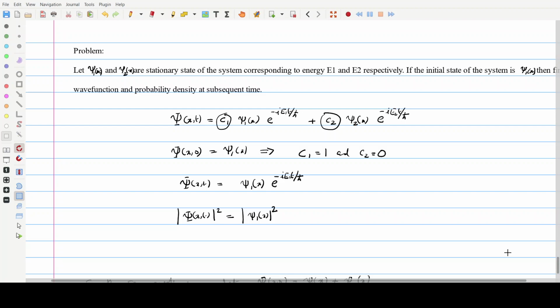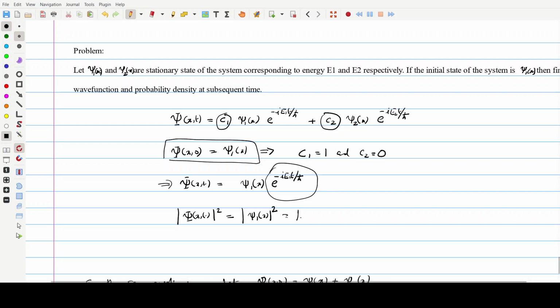Since the initial state is psi1 of x, it's already a stationary state. So after time t, there will be simply a time evolution. There will be some additional phase factor, and there will not be any additional quantities. The probability density will remain the same: mod psi of x,t squared is the same as mod psi of x,0 squared. There will not be any time dependence for the probability density. Once the system is in a stationary state, it will remain in that stationary state forever; the only difference is in the time evolution of the state. There will be an additional dynamical phase, but it will not affect the probability density because the dynamical phase factor will cancel if you take the mod square of that quantity.